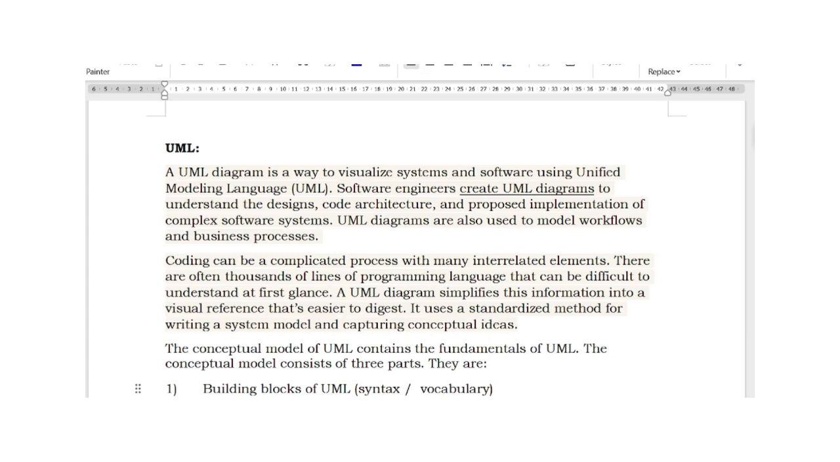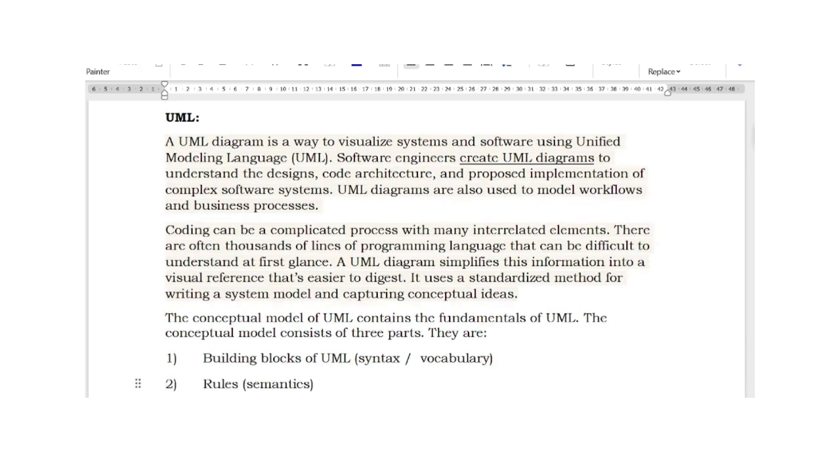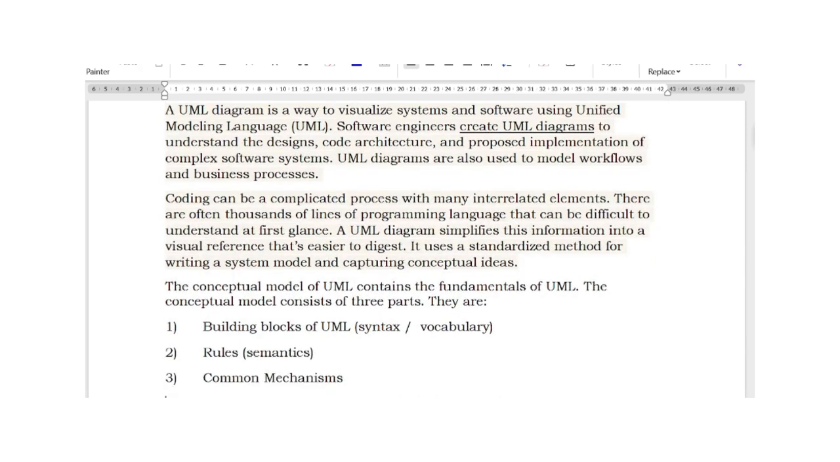Here, the conceptual model of UML contains the fundamentals of UML. Mainly it is divided into three types. The building blocks of UML, that is nothing but syntax, or we can call it vocabulary, and rules, for example semantics, and common mechanisms. So here, the building blocks of UML are nothing but syntax.